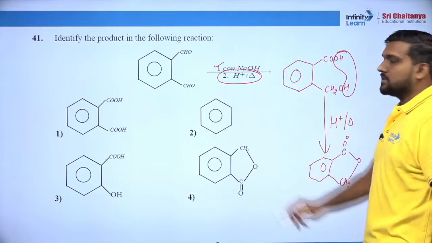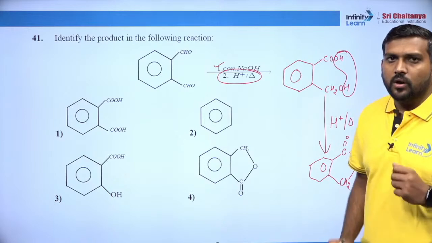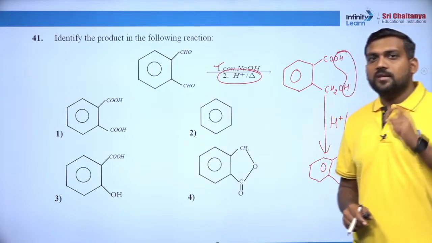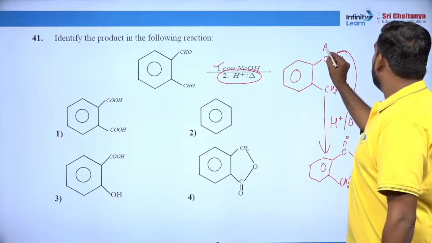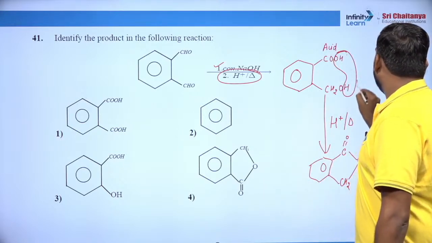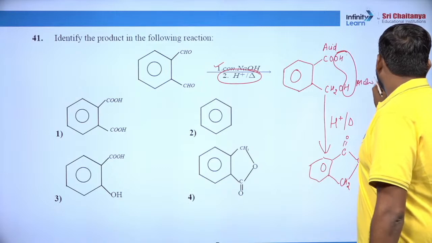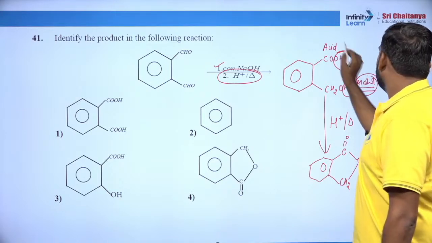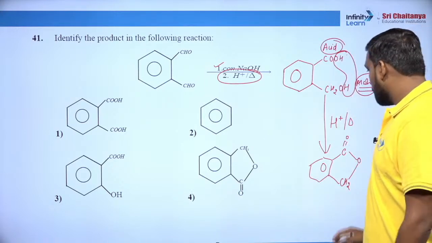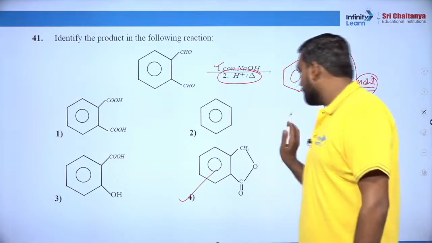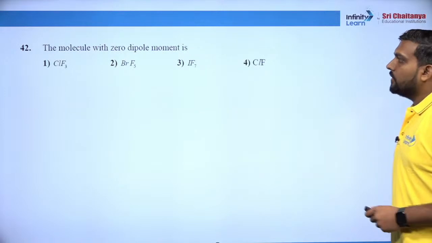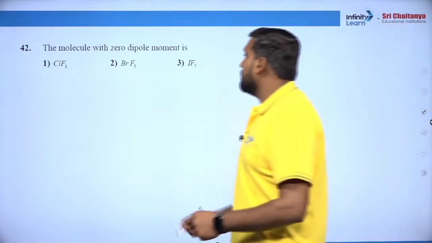Which reaction is this, the second one? Can you call the name of this reaction? It's the intramolecular esterification actually. So there is an acid group, there is an alcohol group, and within these two groups the intramolecular esterification is taking place. So this will be your final product, and the option that matches with this is option number 4.